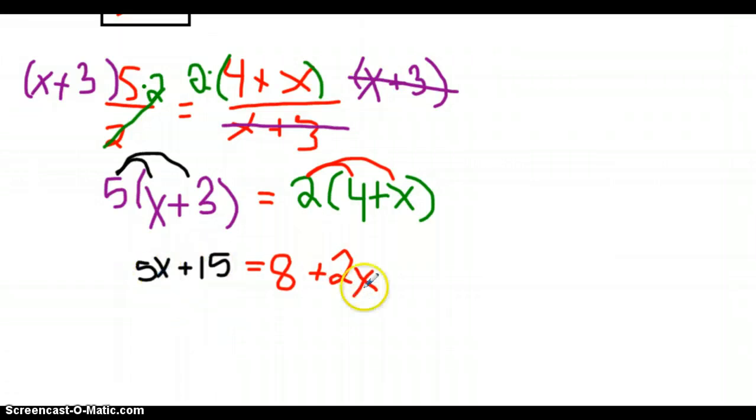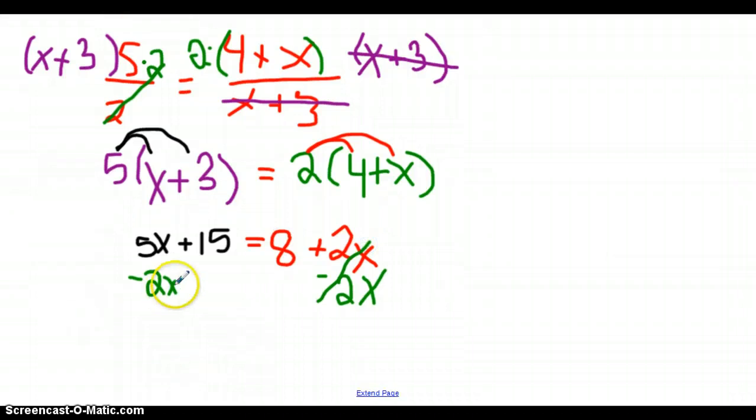Now I need to get my x's together, so you can either subtract 5x from both sides or subtract 2x. I normally pick the lower of my 2x values because this will keep my x positive while I'm continuing to work through the problem. But if you want, you can also subtract that 5x from the other side. So these disappear. I now have 5x minus 2x, which leaves me with 3x. I still have that plus 15, and it's still equal to 8.